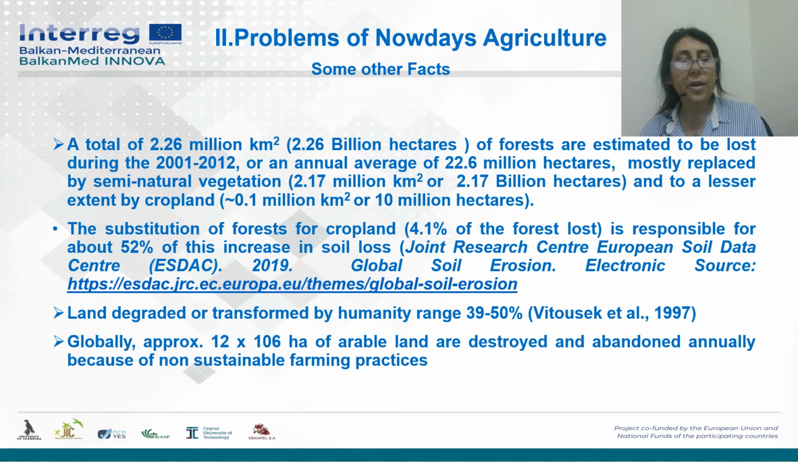Land degraded or transformed by humanity ranges between 39 to 50%, and if we see globally, approximately 12 per 10^6 hectares of arable land are destroyed and abandoned annually because of non-sustainable farming practices.